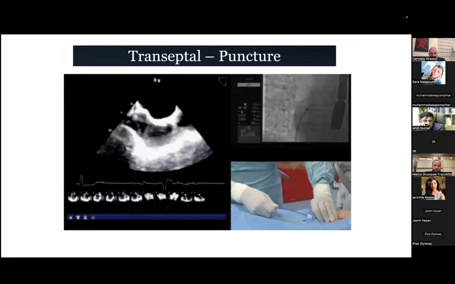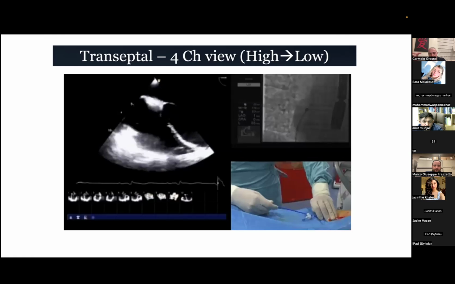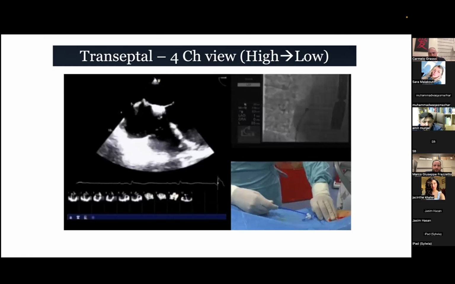Okay, I start again. Here we have the 4-chamber view in which we have to measure the height above the mitral valve. At the beginning of the procedure, we have to be 3.5 centimeters for functional and a little bit higher for degenerative mitral regurgitation.